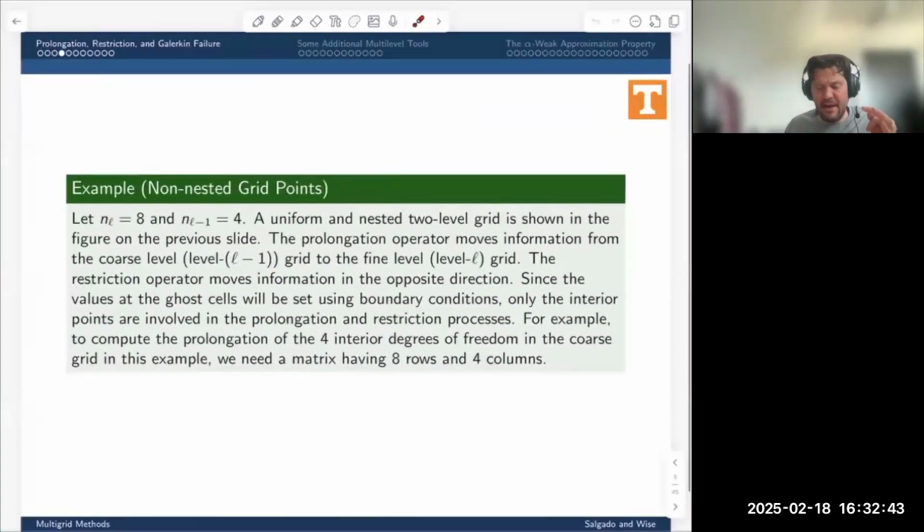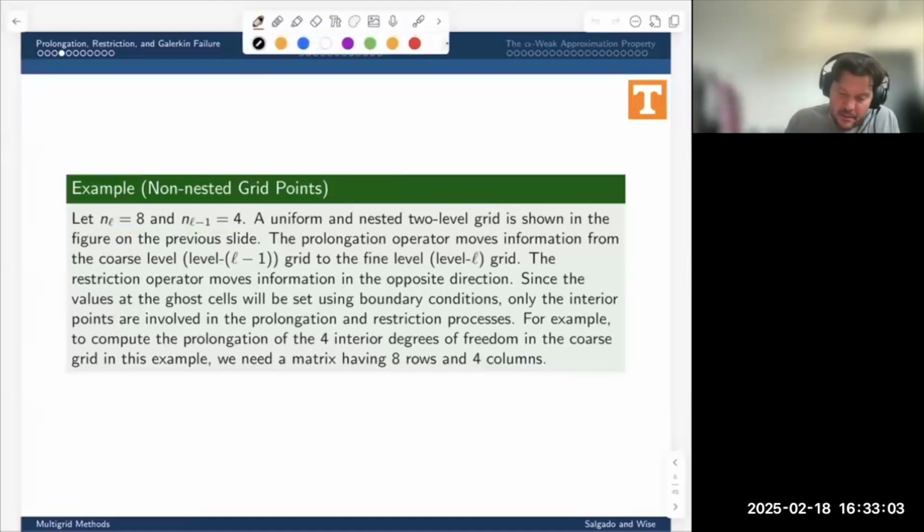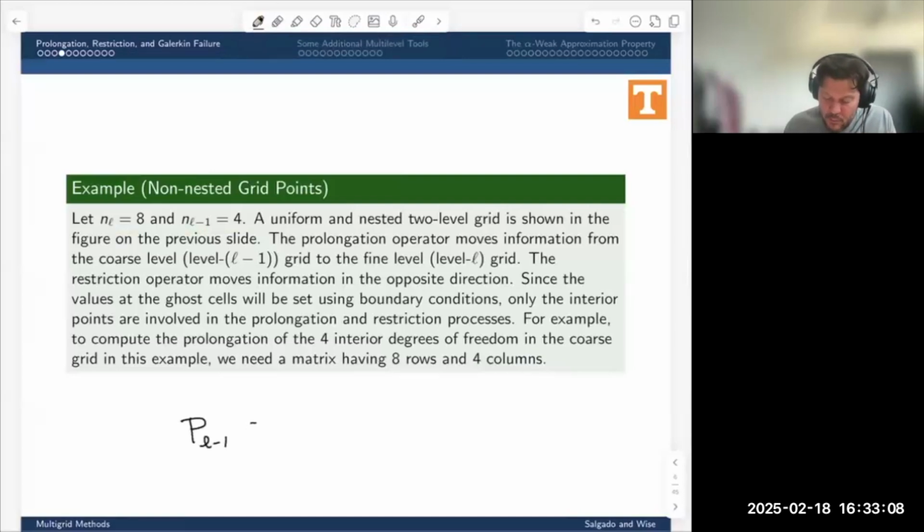So in that case, we have N_L equals 8 and N_{L-1} equals 4. So if we're to construct a prolongation operator, which is going to take those 4 degrees of freedom on the coarse grid and map them to 8 degrees of freedom on the fine grid, what we know is that we're going to need to construct a prolongation matrix, P_{L-1}, that has 8 rows and 4 columns.